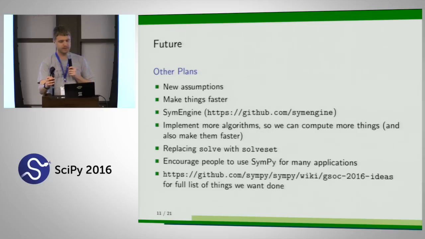Ondrej is going to tell you a little bit more about SymEngine because that's his project. And we always want to implement more algorithms, more things so that we can basically compute more things with it. There's an older function called solve, and we're trying to replace that with a newer one called solveset, which is the same thing except it has a much cleaner API, and we'll learn more about that later. And we always want more people to use SymPy. And if you're interested in the full list of things we want, we keep all of our ideas on our Google Summer of Code ideas list, which you don't have to be a Google Summer of Code student to contribute to SymPy.